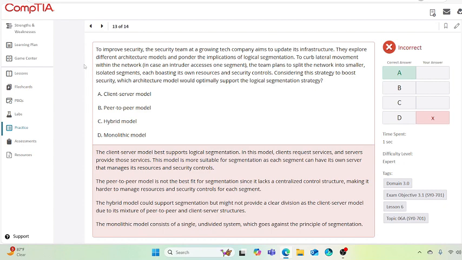Client-server model. The client-server model best supports logical segmentation. In this model, clients request services and servers provide those services. This model is more suitable for segmentation as each segment can have its own server that manages its resources and security controls.